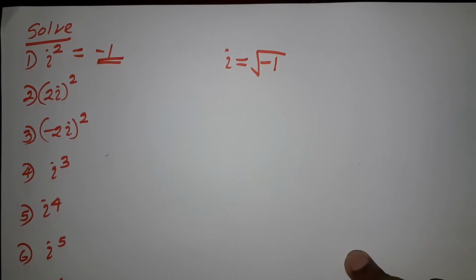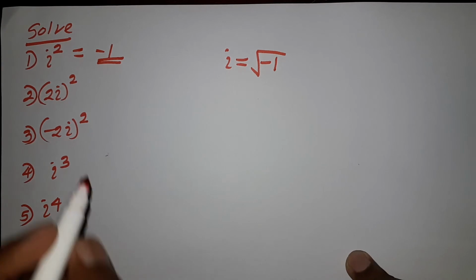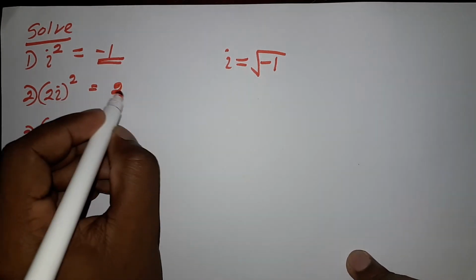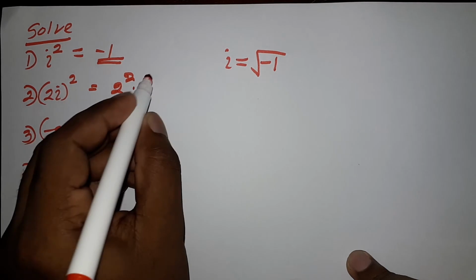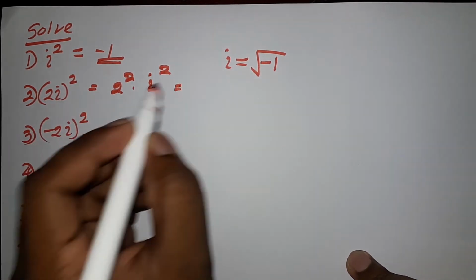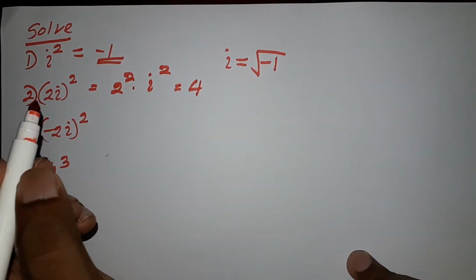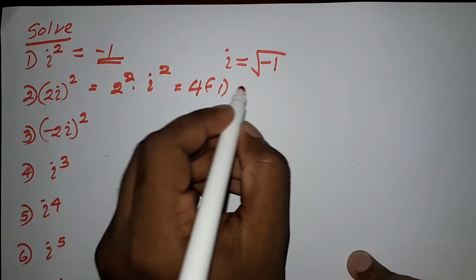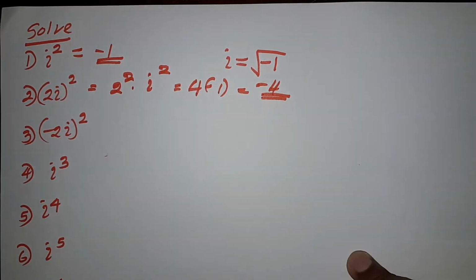Afterwards, 2i to the power of 2. Now I can extend this as so: 2 to the power of 2 and i to the power of 2. 2 to the power of 2 becomes 4 and i squared becomes -1. So this becomes -4.